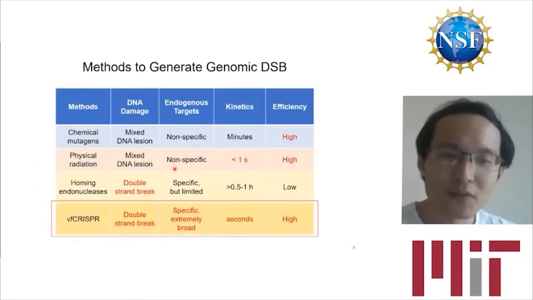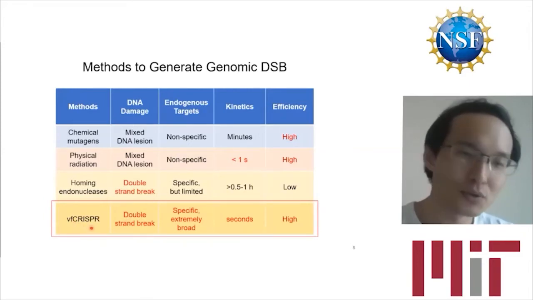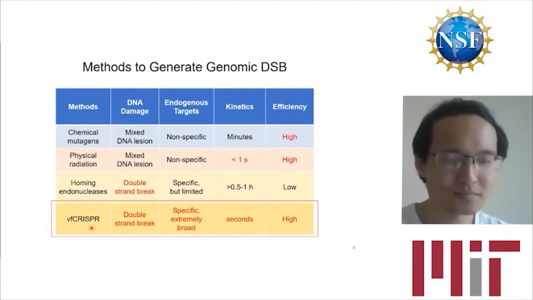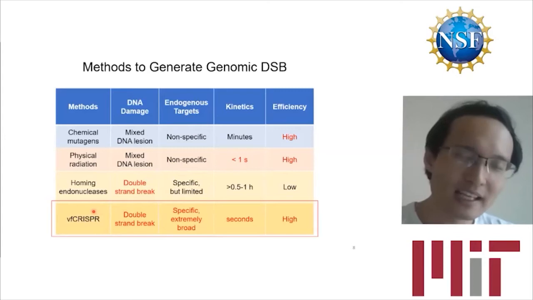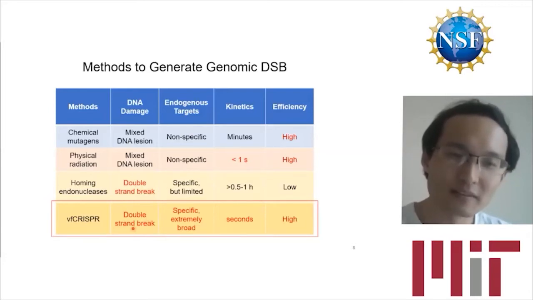Instead, I will focus on very fast CRISPR as a new tool to study the dynamics of DNA double-strand break repair. There are several powerful techniques in the literature. Here, we believe the very fast CRISPR combines the advantage of each method, which I mean is that very fast CRISPR allows us to generate a double-strand break in a very clean fashion.